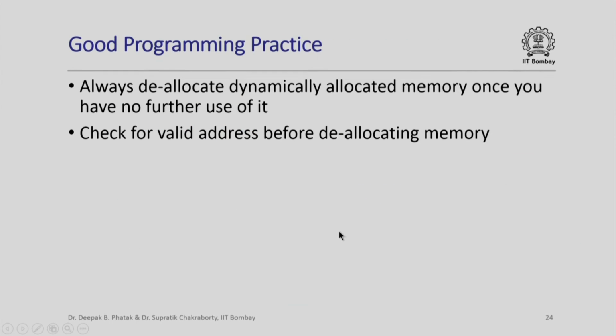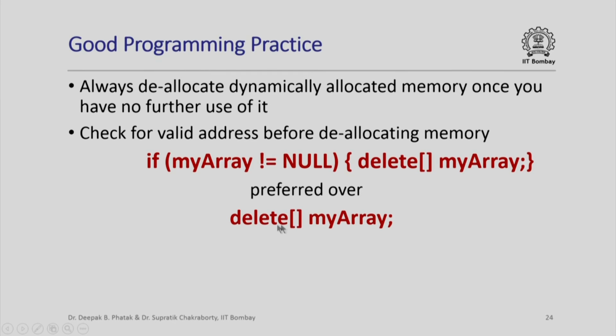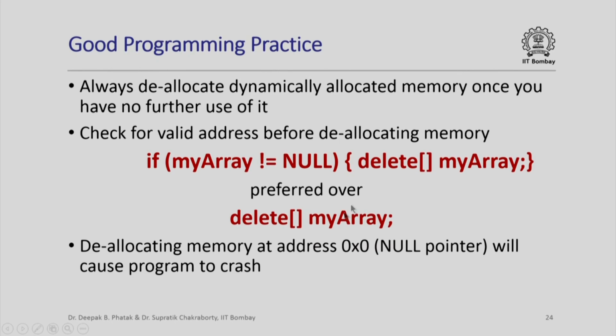Now, good programming practice: you must always deallocate dynamically allocated memory once you have no further use of it, but you should also check for the validity of an address before you deallocate memory at that address. So instead of just saying delete my array, you should check whether my array is not equal to null and only then delete my array, because if you deallocate memory at the null address, your program is going to crash. The null address or the 0 address, recall, is outside the memory space of every process.